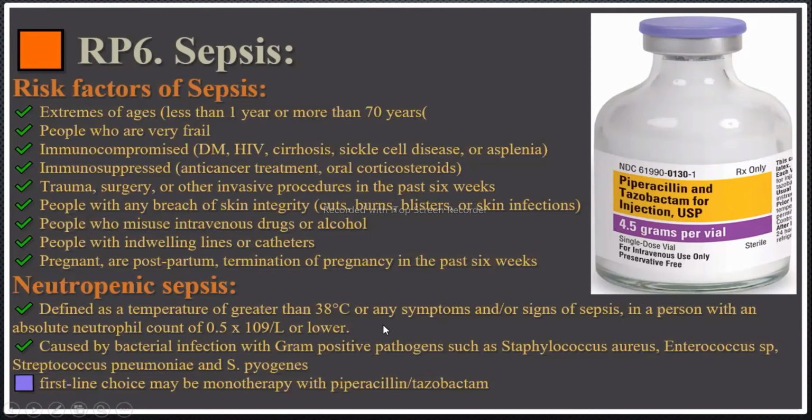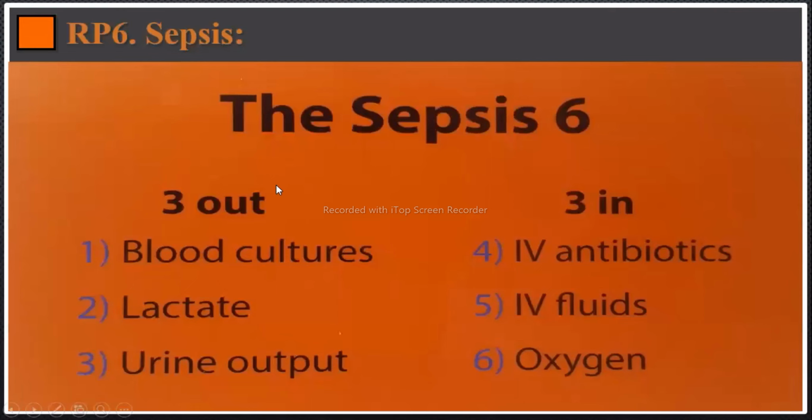So neutropenic sepsis here: temperature more than 38 and neutrophil count less than 0.5. Here you have to use Tazocin, or piperacillin and tazobactam, 4.5 grams. So sepsis, as we said, is 3 out and 3 in. Blood culture, lactate, urine output, and 3 in: you have to give IV antibiotic after blood culture, IV fluid, and oxygen.